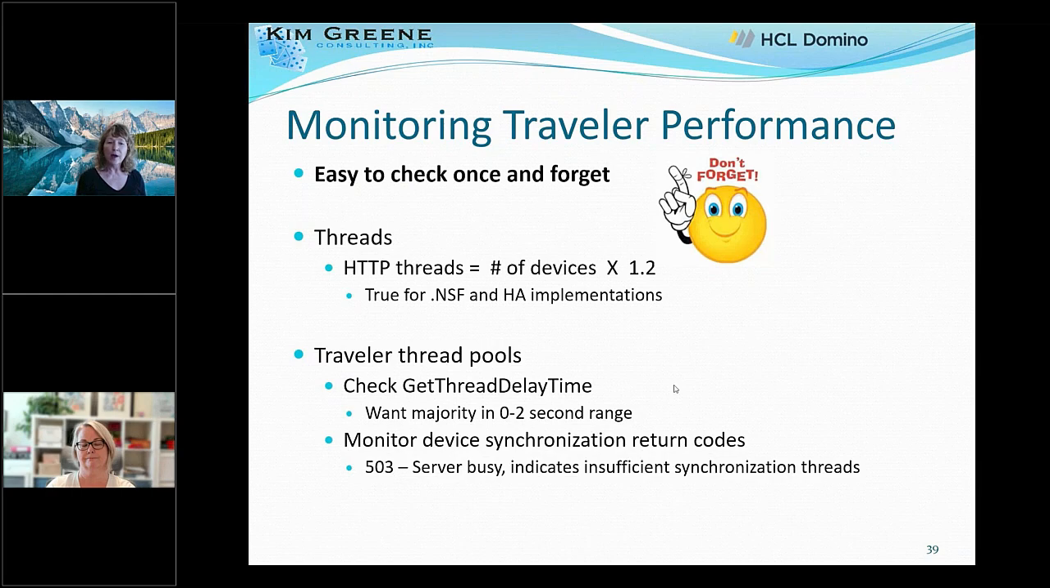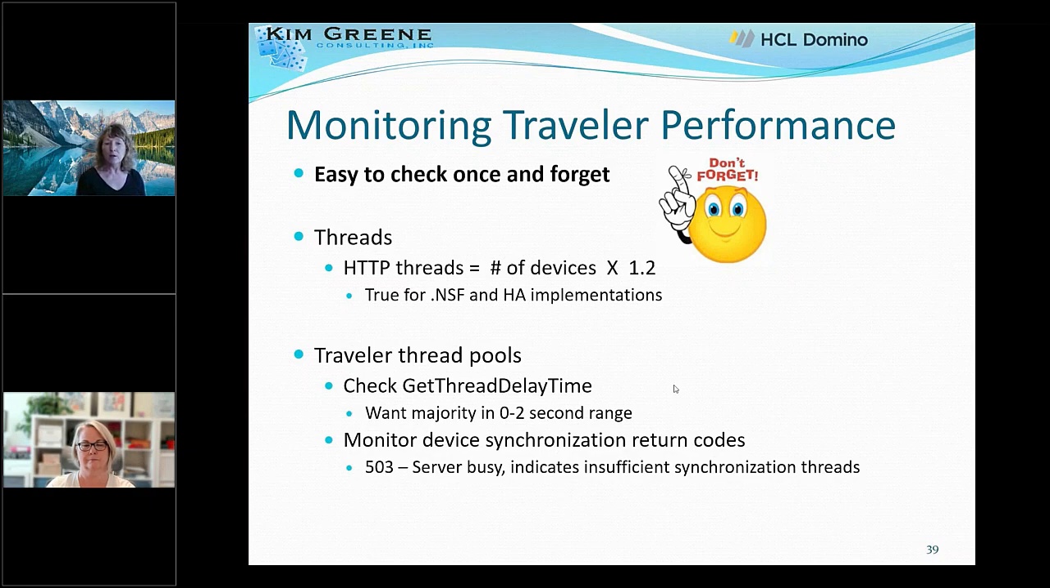And whether you have the non-high availability, basically the Derby database and the NSF, or you're using the high availability implementation, it doesn't matter. The best practice is that you want 1.2 times the number of devices to be the number of your HTTP threads. So that's your guideline. Some of the other things you can do is run tell traveler stat show, and you can get your statistics.